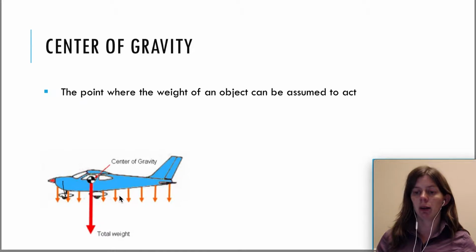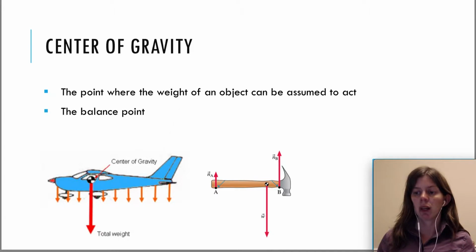of the other arrows. So what we're saying is, let's pretend that all of the weight of this airplane is centered at this location, and then we can have just one big weight here to replace all of the tiny little weights of every single point in this airplane. Another way to think about this is to think of the center of gravity as the balance point.